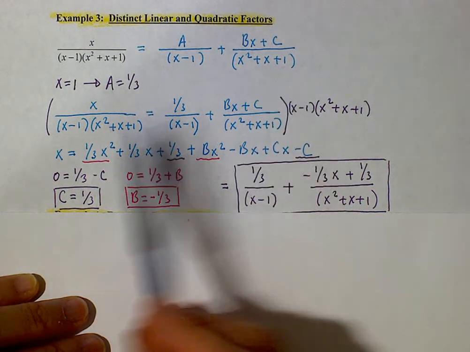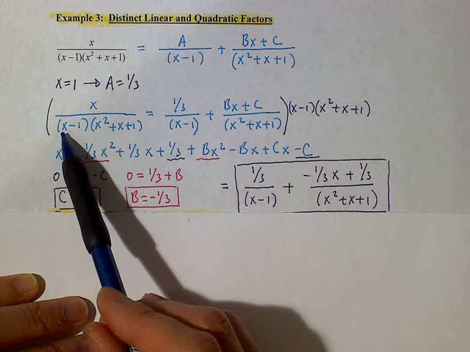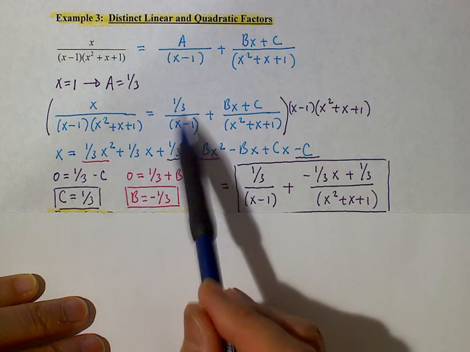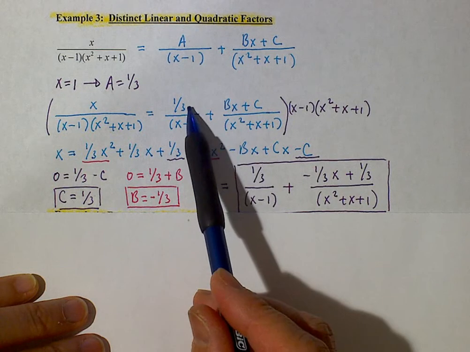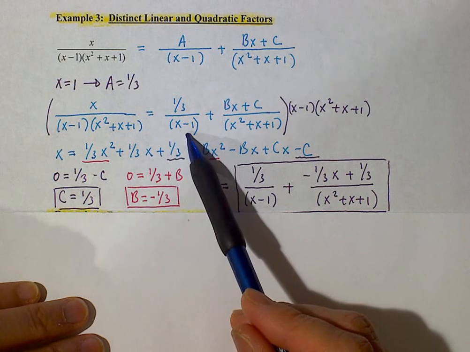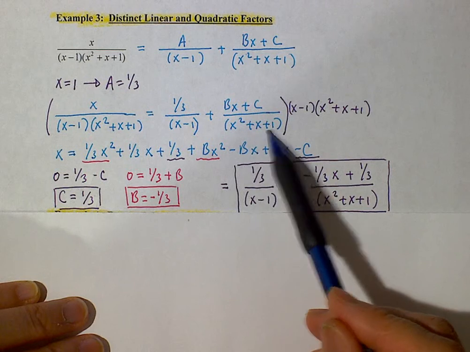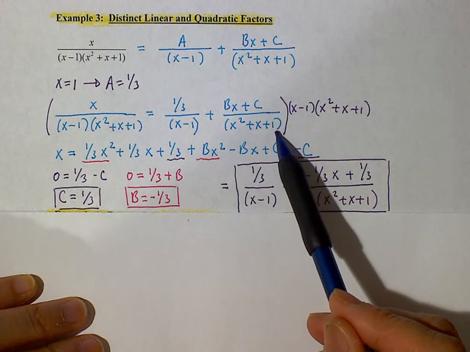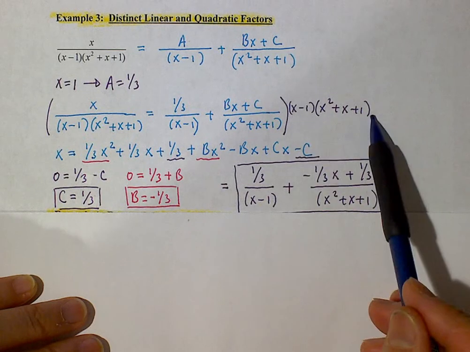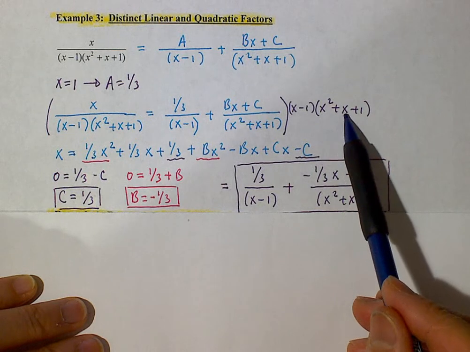So what I have to do is multiply out the whole thing. So I rewrote this x over x minus 1 quantity x squared plus x plus 1. And then in place of a, I'm going to put in the 1/3 all over x minus 1, and then keep the bx plus c over x squared plus x plus 1 on this side, on the denominator here. Okay, so now I'm going to multiply the entire equation by the least common denominator, which is x minus 1 quantity x squared plus x plus 1.